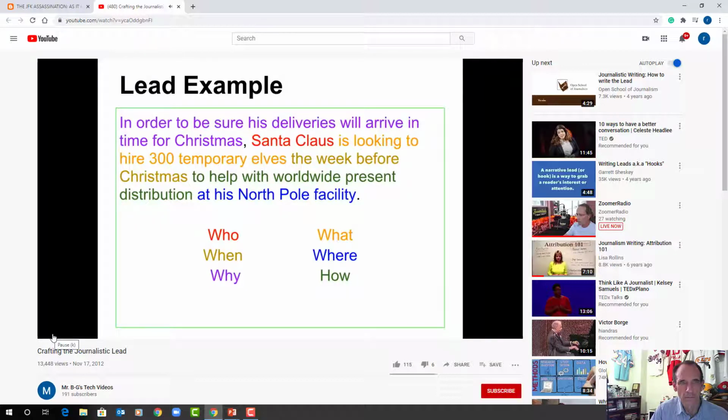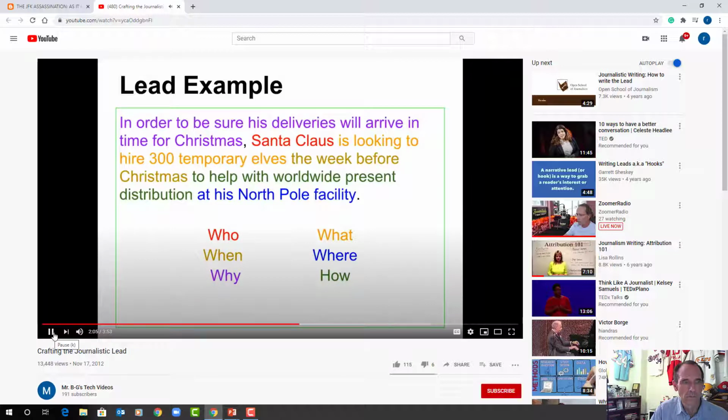In order to be sure his deliveries will arrive in time for Christmas, Santa Claus is looking to hire 300 temporary elves the week before Christmas to help with worldwide present distribution at his North Pole facility.